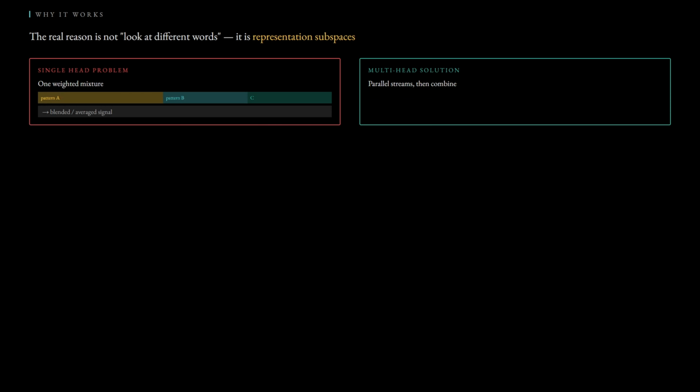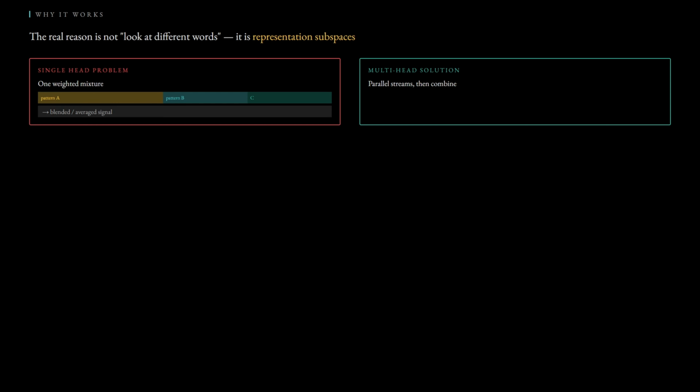Start with the single head case. Imagine three distinct structural patterns that the model needs to represent for a given token. A co-reference link highlighted in gold, a syntactic dependency in cyan, and a positional boundary in teal. One attention head produces one weighted mixture. All three patterns flow into the attention.